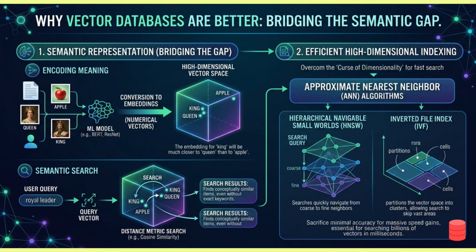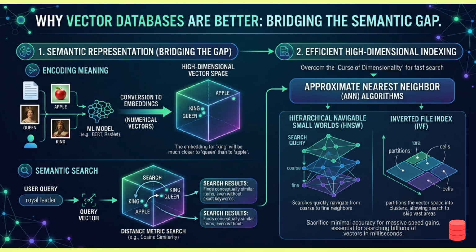In a semantic search, a query is first converted into a vector, also known as a query vector. The database then searches for the data vectors that are closest to the query vector using distance metrics like cosine similarity or Euclidean distance. The search directly finds items that are conceptually similar to the query, regardless of exact keyword matches. To overcome the curse of dimensionality, vector databases use specialized indexing techniques that enable fast, approximate search.